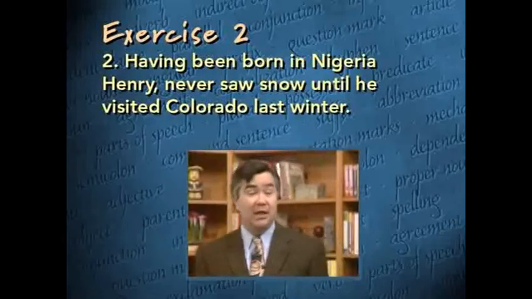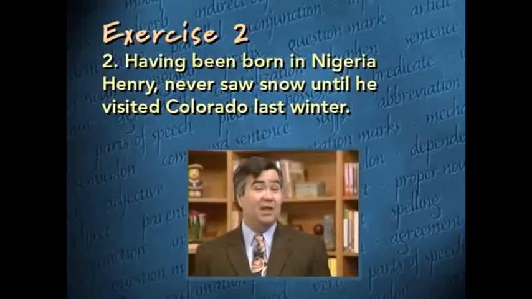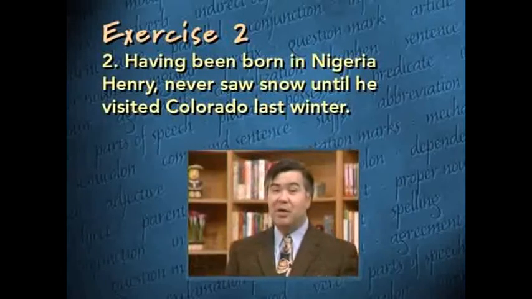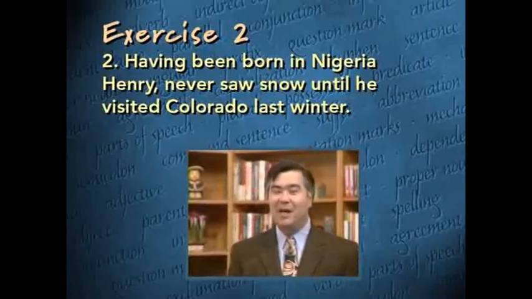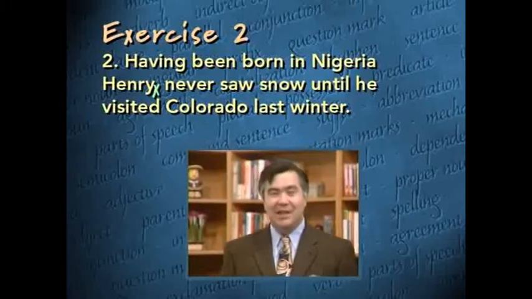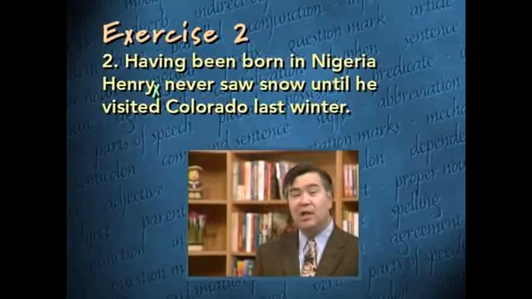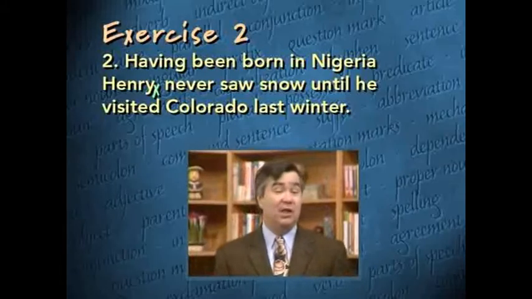Well, there is a comma in this sentence, and we need to ask whether the comma is appropriate. We also need to ask whether there should be a comma somewhere else in the sentence. As it happens, this sentence should contain one comma, but the comma that it contains is actually in the wrong place. Let's take a look at the sentence more closely. Notice the opening words of the sentence. Having been born in Nigeria.